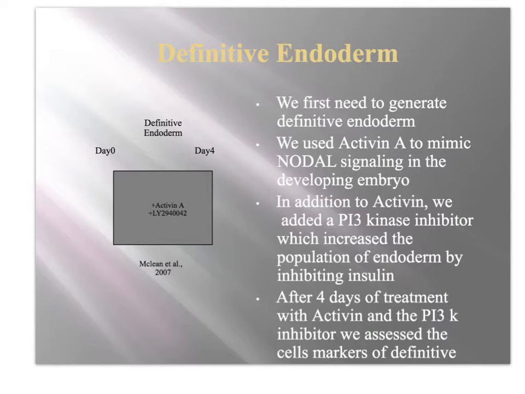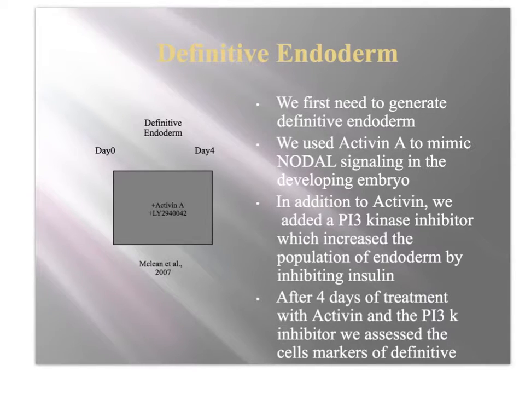The first step in our differentiation is a generation of definitive endoderm. Definitive endoderm is an early step that happens around gastrulation, and the lungs as well as many other organs arise from the definitive endoderm. The definitive endoderm is formed by nodal signaling in the developing embryo, and to mimic that we used activin A, which utilizes the same receptors, as well as a PI3 kinase inhibitor, which has been shown to, in combination with activin A, generate more definitive endoderm.